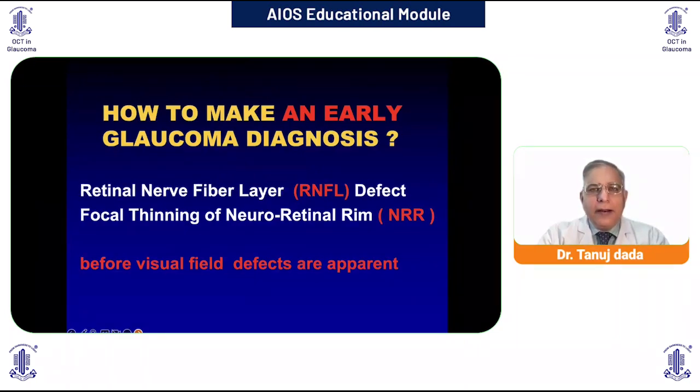So, to make an early diagnosis of glaucoma, you need to document defects in the retinal nerve fiber layer and focal thinning of the neuroretinal rim before visual field defects are apparent. So these two abnormalities, retinal nerve fiber layer defects and focal thinning of the neuroretinal rim, are the most important clinical skills you need to learn for the early diagnosis of glaucoma.